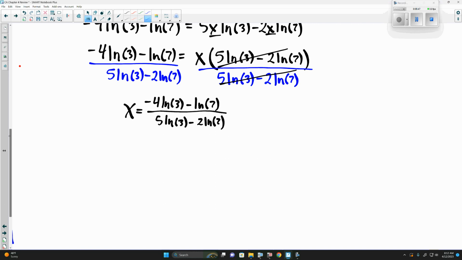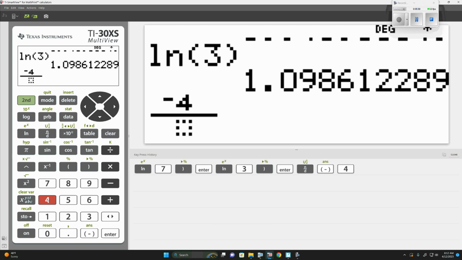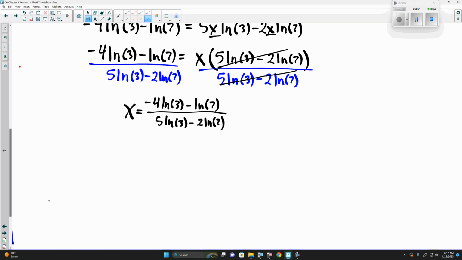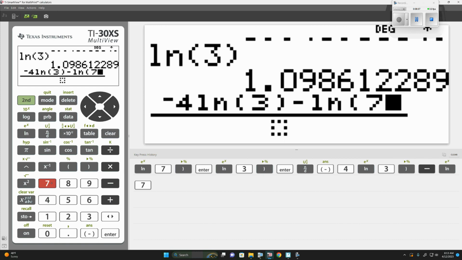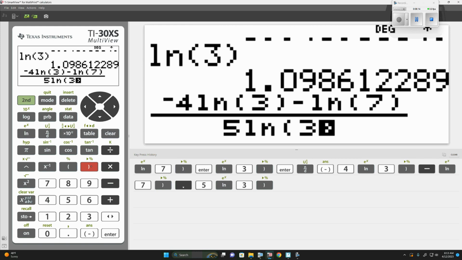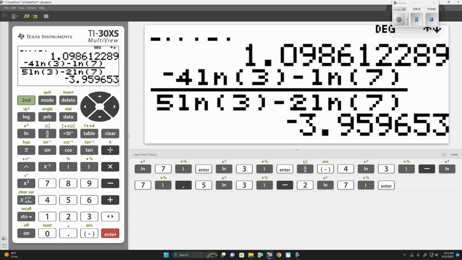And on the test, do make sure to include this as part of your answer, because I will check it and make sure that it's right. If we type in negative 4 ln of 3 minus ln of 7 over 5 ln of 3 minus 2 ln of 7, because we'll hit enter, negative 3.95, so we're going to the nearest hundredth, so 2 decimal places, so negative 3.96.